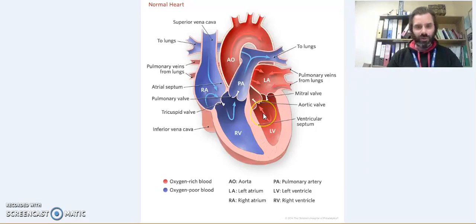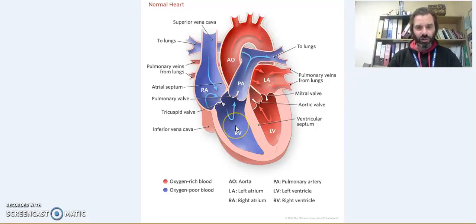Okay, so the blood comes into the heart. We'll start with deoxygenated blood, so blood with no oxygen that has been used for exercise. The deoxygenated blood comes into the right atrium, that's here, through the superior vena cava. So this blood is deoxygenated. The blood then passes into the right ventricle, which is this chamber here.